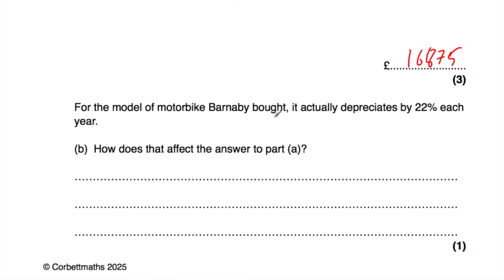Okay, and then if we carry on, we're told for the model of motorbike that Barnaby bought, it actually depreciates by 22% each year. So it doesn't actually go down by 25% each year, it actually only goes down by 22%. So perhaps his model's a bit better than the one that he was initially looking at because it holds a bit more of its value. And then part B says, how does that affect our answer to part A?